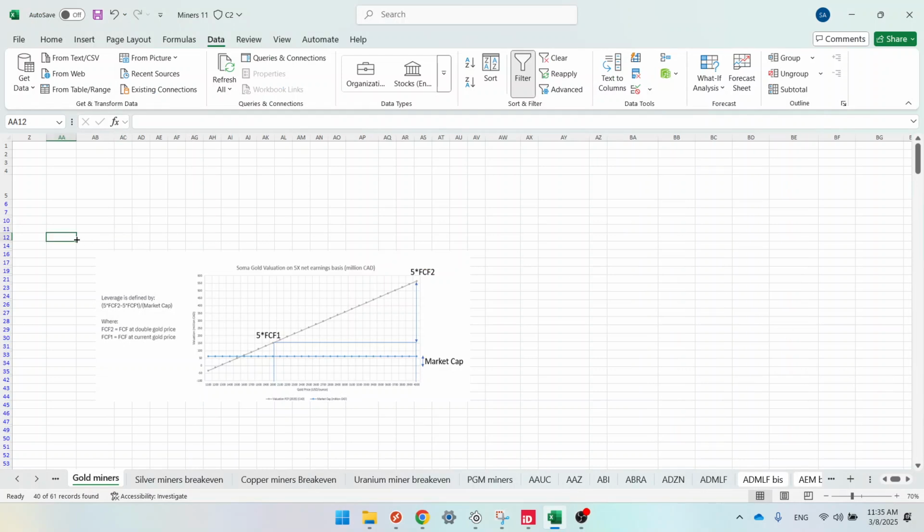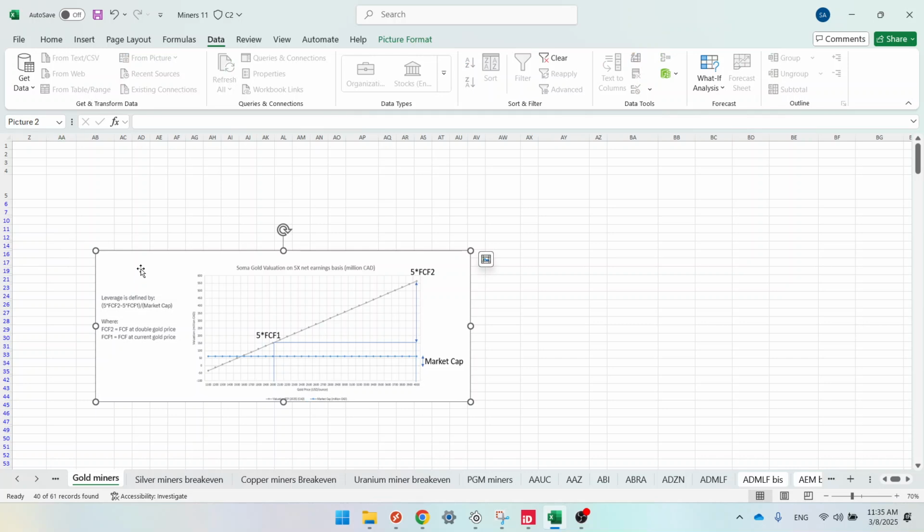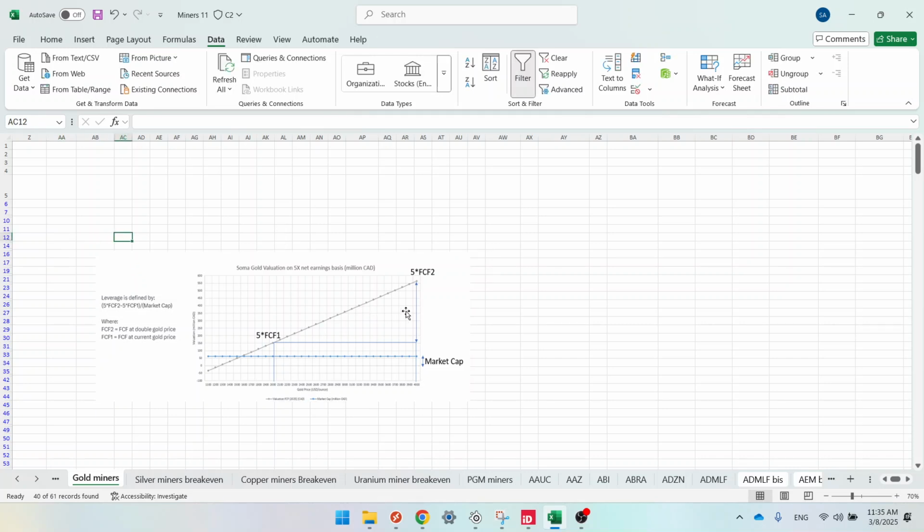As you know, I used to calculate leverage by this definition. Leverage can be calculated by looking at free cash flow 2 compared to free cash flow 1 at a different gold price, and then you compare it with the market cap. And that's the definition of leverage. And you add a multiple of 5 to that, could be another multiple, but this is one way to calculate leverage.